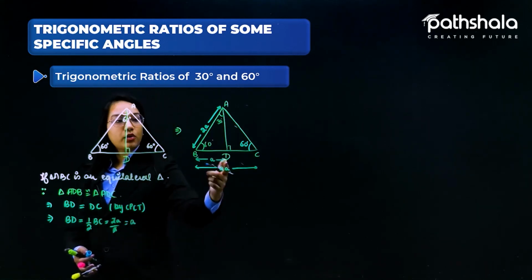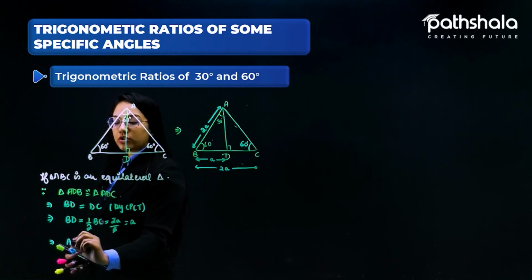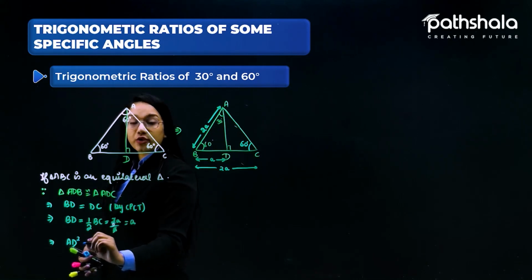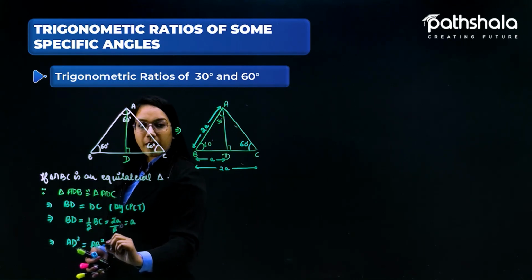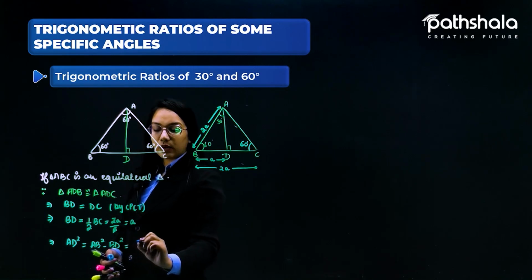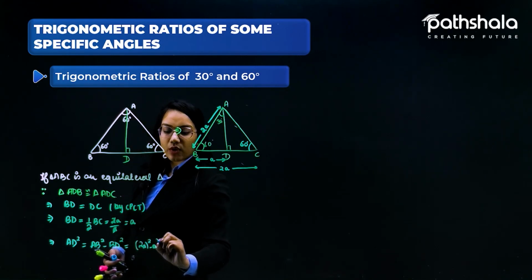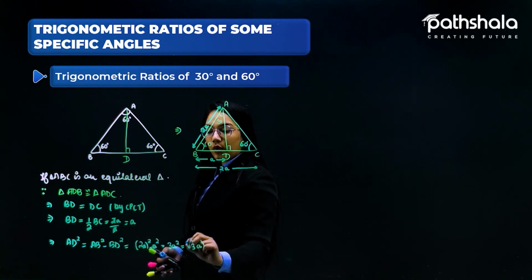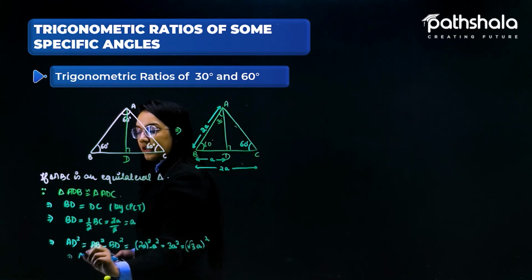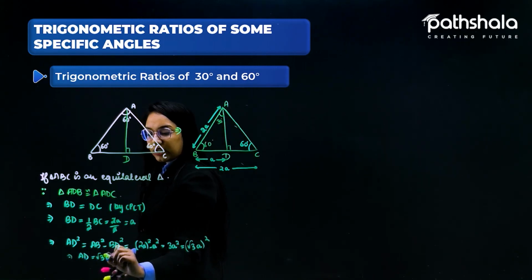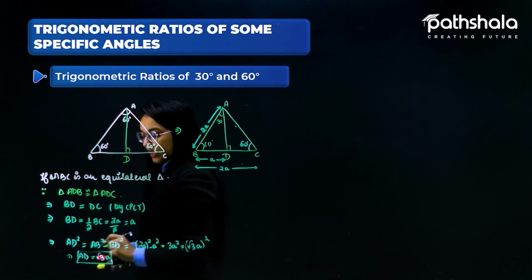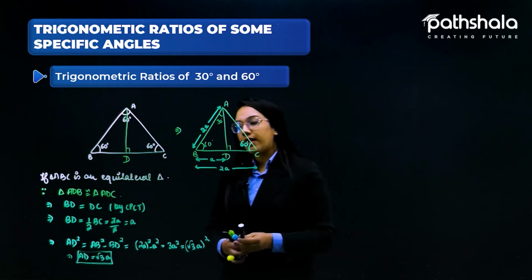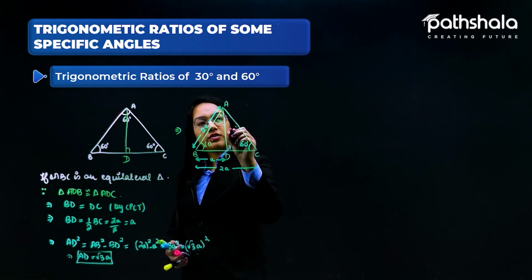So let's just calculate AD over here. We can find AD using the Pythagoras theorem. AD square should be equal to AB square minus BD square, which is equal to 2A whole square minus A square, which is 3A square, which is root 3A whole square. So we can write AD as equal to root 3A. This is root 3A.